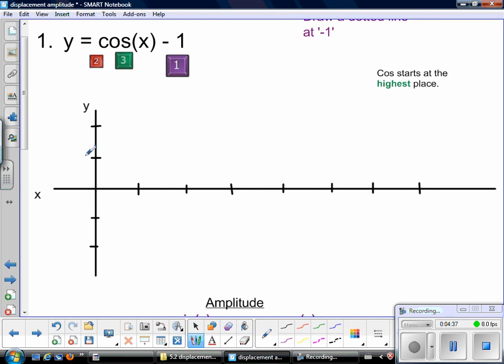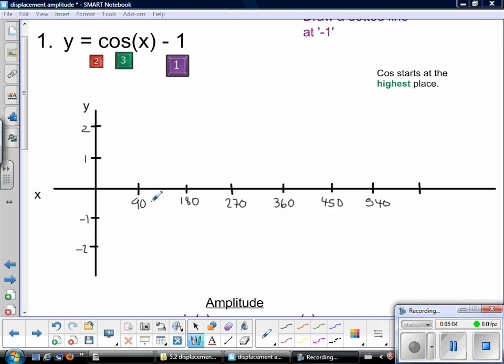So here is 1. Here's 2. We know that this would be -1, -2. Now, normally I wouldn't label my x-axis until I've checked everything else out, but I know that it's not being changed. So we've said every 90, so I'm supposed to go 90, 180.